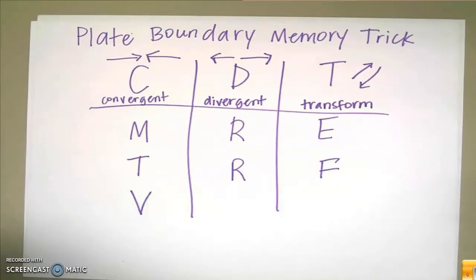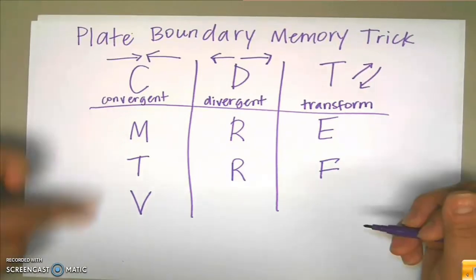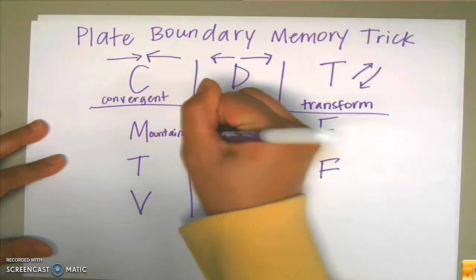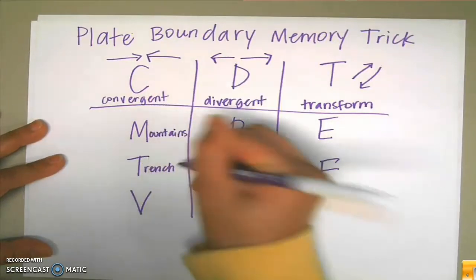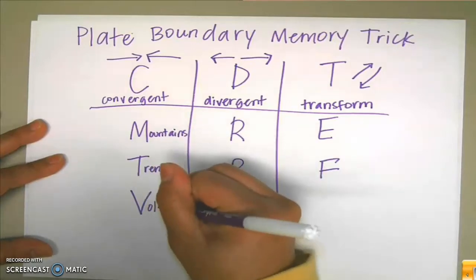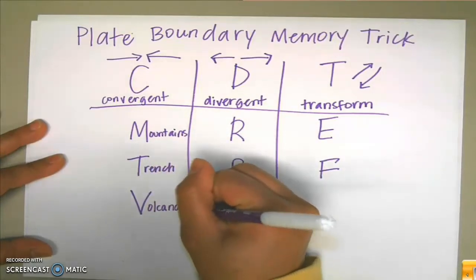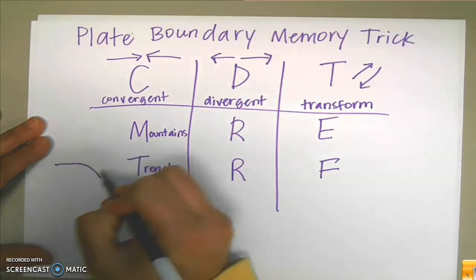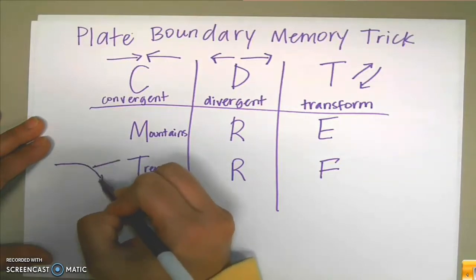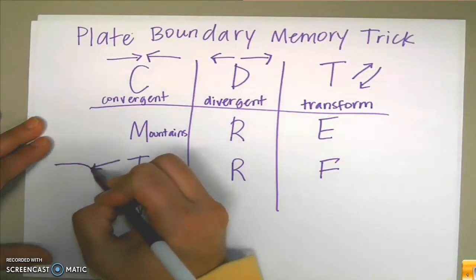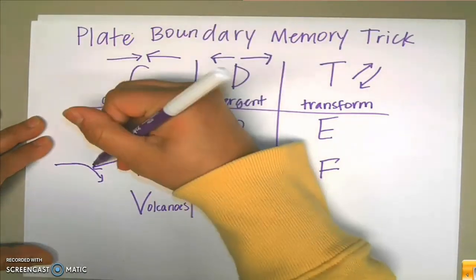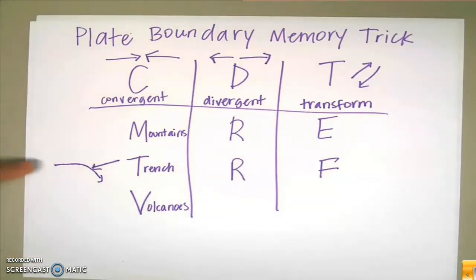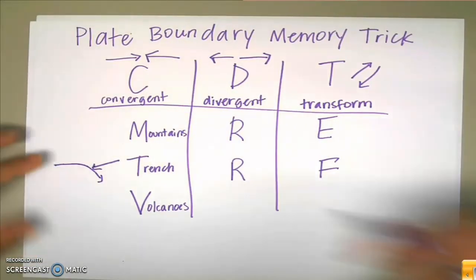Okay, so now convergent, the main landforms are mountains, trenches, and volcanoes. Now, a trench, if you remember, is when one plate goes under the other, and it makes this deep area. If you've watched Finding Nemo, you probably remember they were in the trench. The Mariana Trench is the well-known one. But that's what a trench is right here.